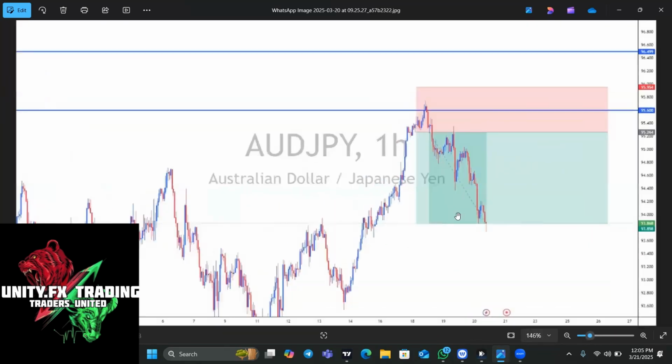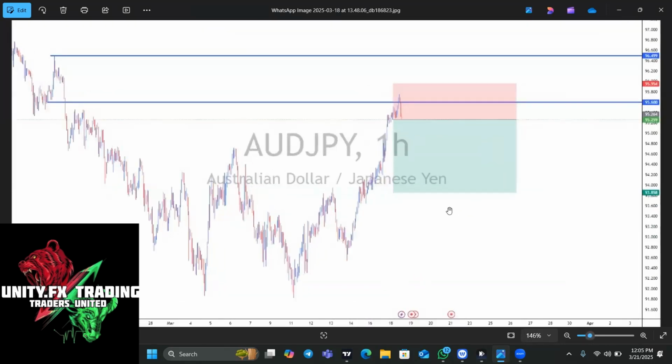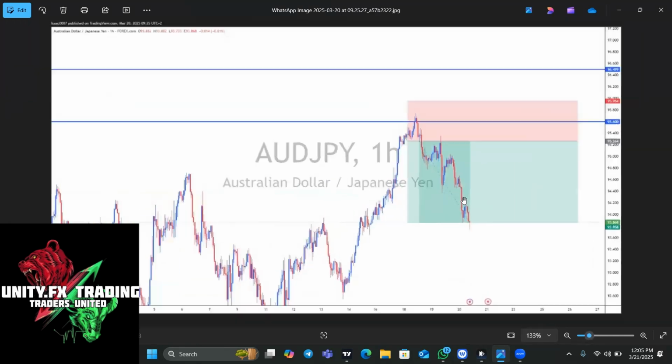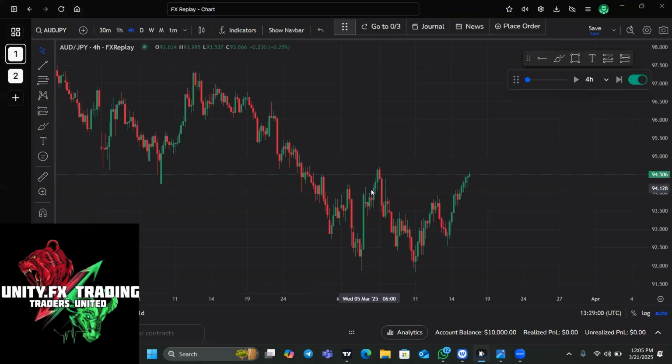So this is where it hit take profit, guys. This was the entry when we took AUDJPY, and then this is where it hit take profit. So basically what I'm going to do now is explain to you guys how we made the decisions to take the pair.